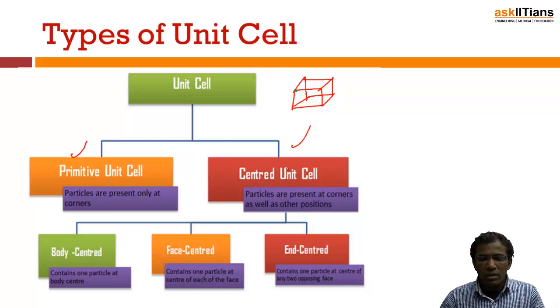But the other is centered unit cell, and the centered unit cell contains particles not only at the corners but also at other positions. So we have particles at corners, but other than this we also have particles present at some other positions. So depending upon the positions at which the particles are present, the centered unit cell is again further divided into 3 types. One is body centered, other is face centered, and third one is end centered. Okay. So these 3 are very, very important. So carefully understand these 3 unit cells, okay, that I am going to discuss in my next slides.